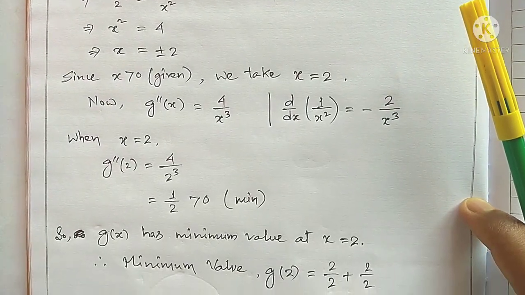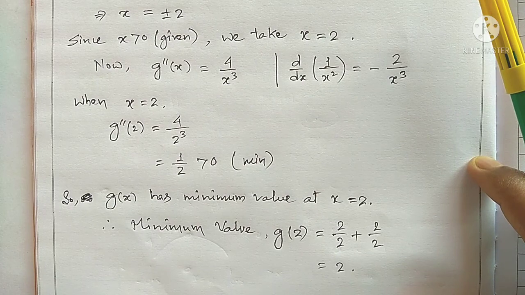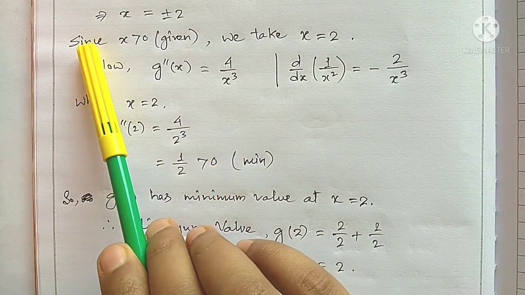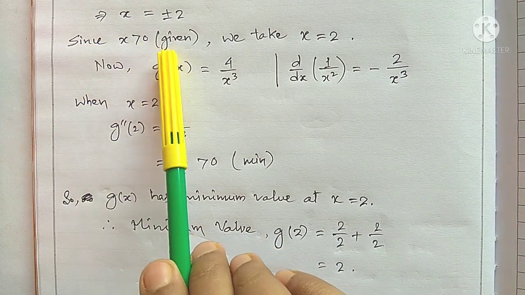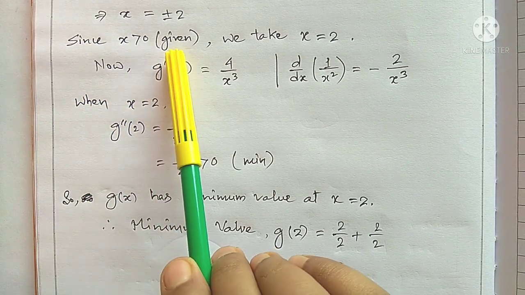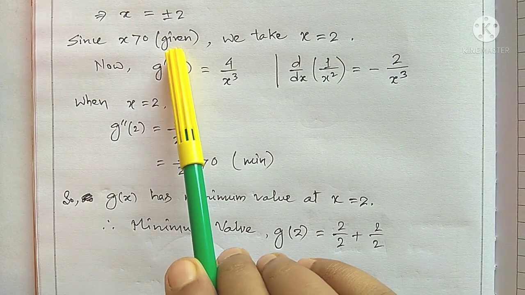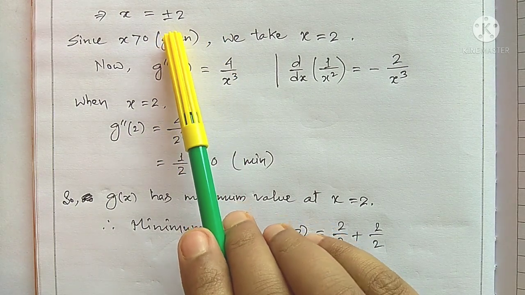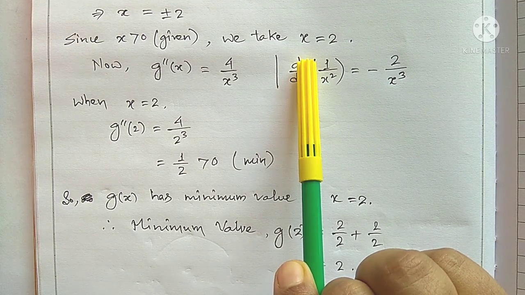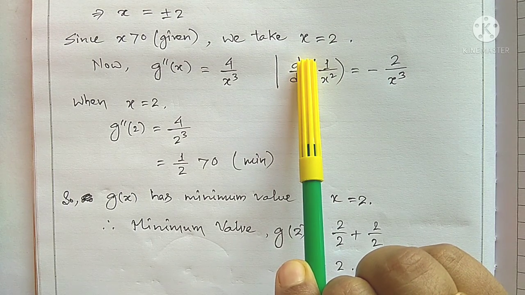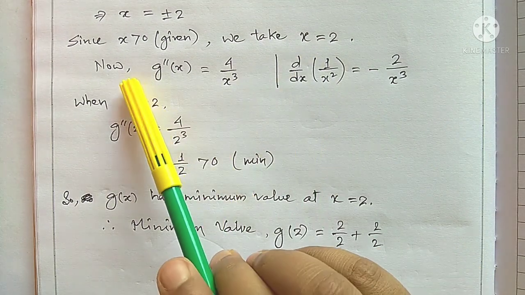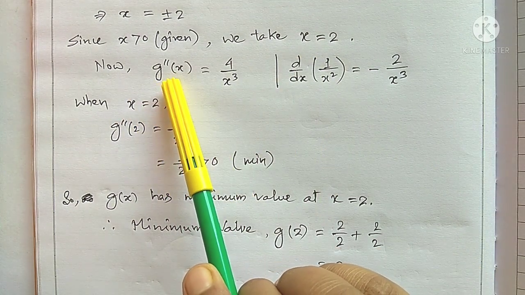Is it clear? Now one condition is here, and the condition is what? Already given and also written here, since x is greater than 0 given to us, isn't it? X greater than 0 is given to us, so that's why the negative value is not possible. So we take only the positive one, and the positive value is x equal to 2. Is it clear? Now we have to verify this result. For this, what you have to write? We have to differentiate the function again.